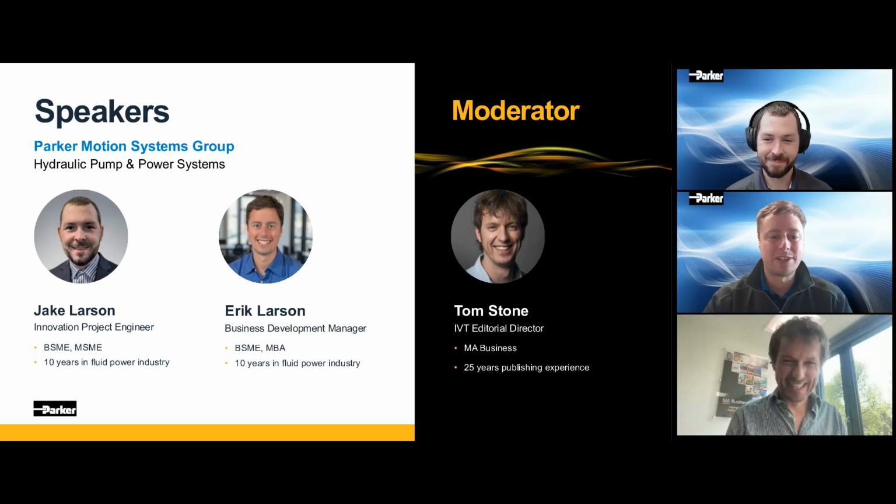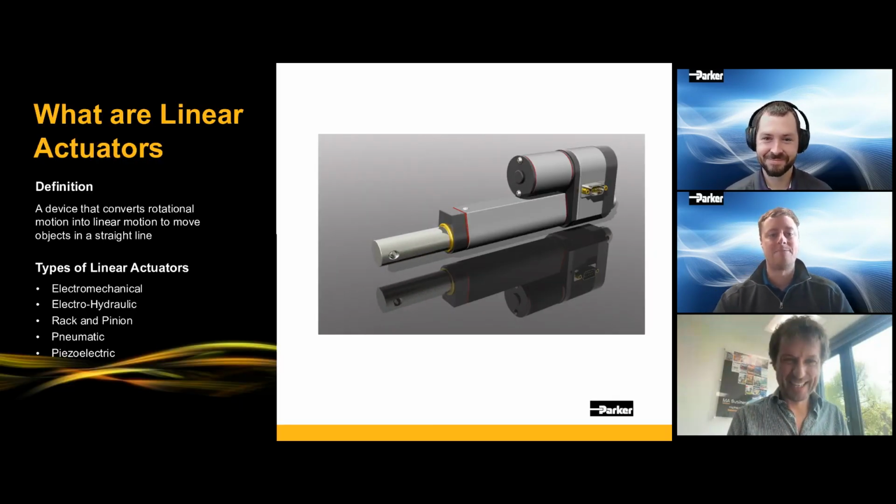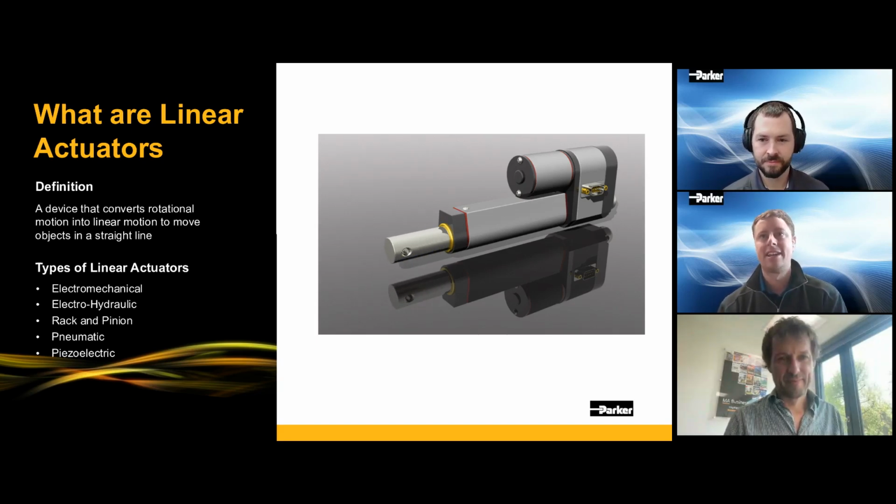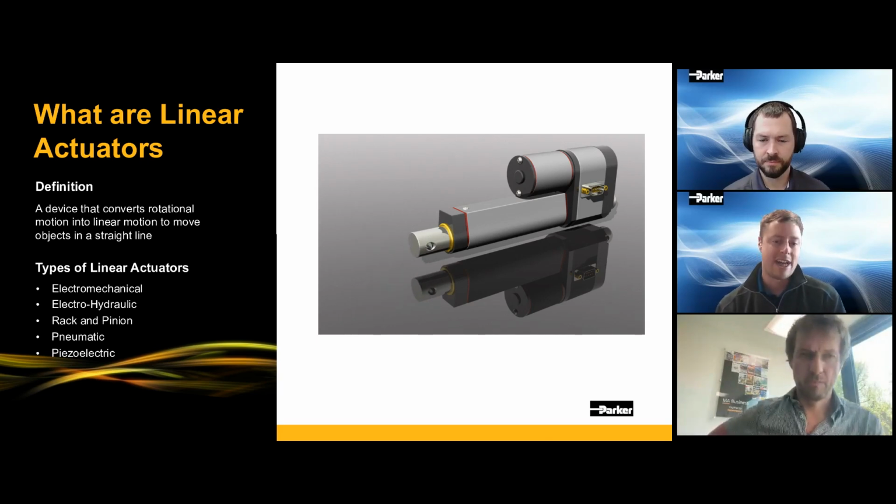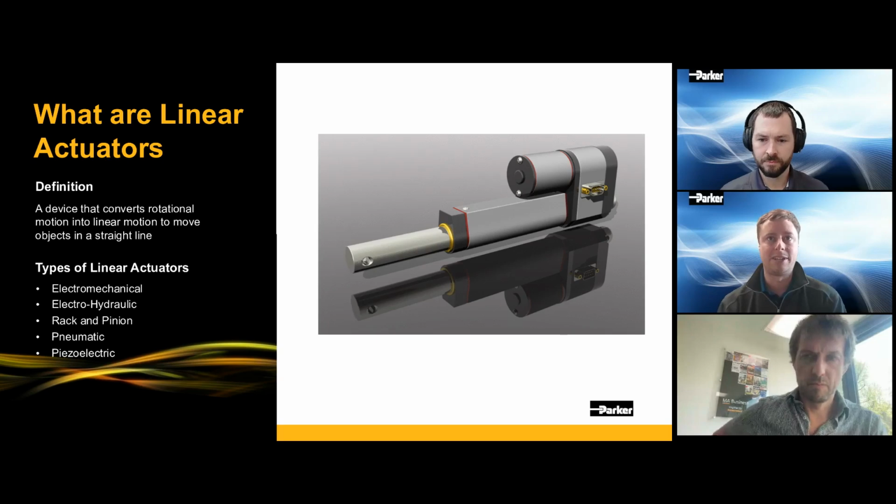So moving forward, many of you already know what the definition of a linear actuator is, but for those that don't, linear actuators are defined as devices that convert rotational motion into linear motion to move objects in a straight line. There are many different types of linear actuators. Below are just a sample of some of the more popular actuators. In the discussion today, we'll be speaking about the top 2, electromechanical and electro-hydraulic actuators, as those are the most widely used linear actuators in on and off highway applications.